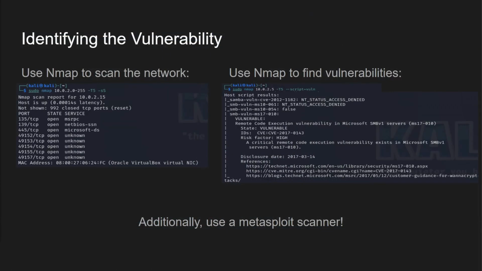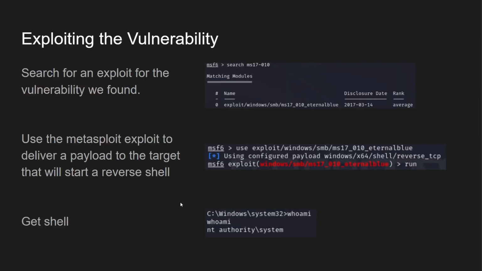So a quick recap of what we have shown in the demo. We started by using Nmap to scan the network to identify vulnerable hosts. Then we found vulnerabilities in the hosts using Nmap. Additionally, this can be done using Metasploit as well, which we used to confirm the vulnerability. And lastly, we exploited the vulnerability by searching for an appropriate exploit, using the exploit against the target, and lastly, getting the shell in order to execute arbitrary code on the system.